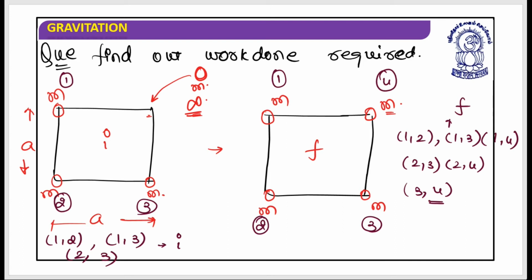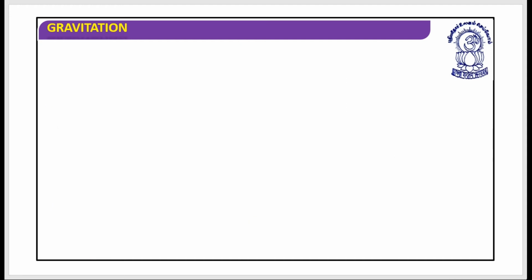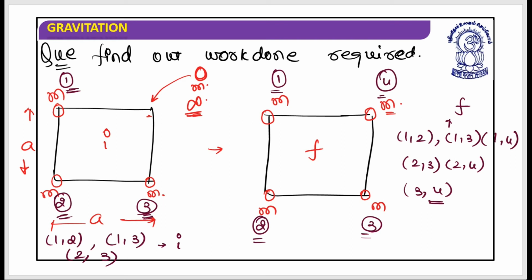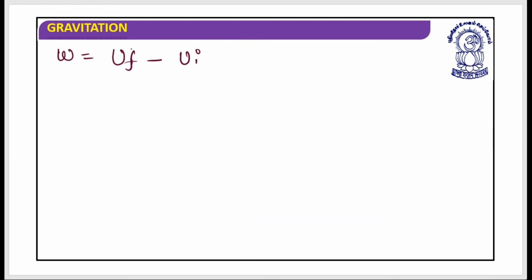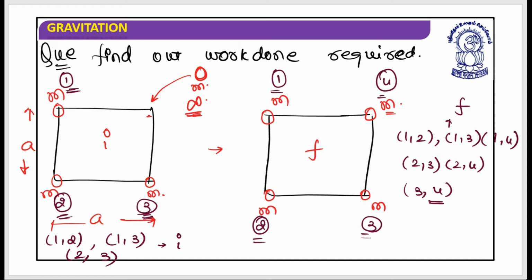For the final configuration the pairs are 1 comma 2, 1 comma 3, 1 comma 4, 2 comma 3, 2 comma 4, and 3 comma 4. Always take care that your mass sequence is similar: first, second, third, and fourth. It has its own benefit, I will let you know. I hope this is clear. In the next step you write the work done is equal to Uf minus Ui. Whatever pairs you have written, you just use them and subtract. Don't write the potential energy, directly subtract the pairs.